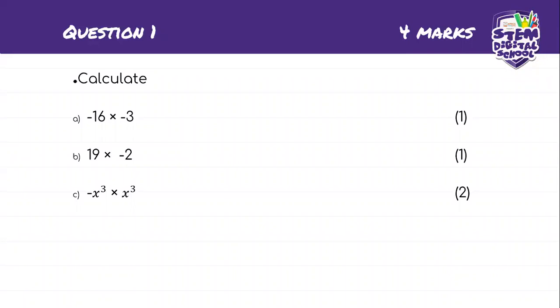If you multiply a negative number by a negative number, you should be able to get a positive number. And of course, that is what we did. And then of course, the next one is B.